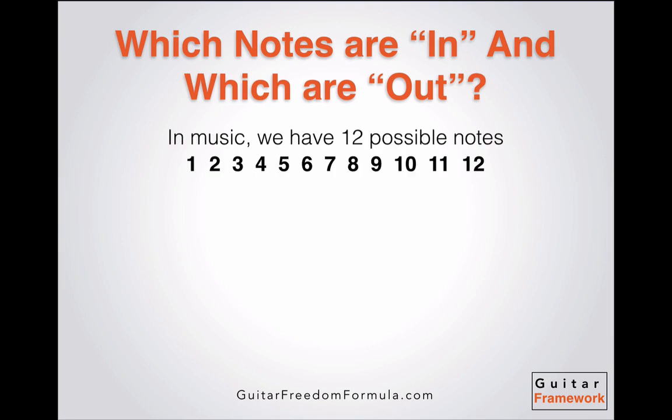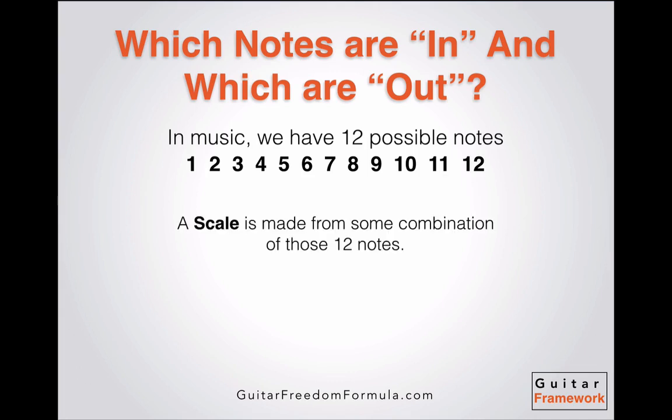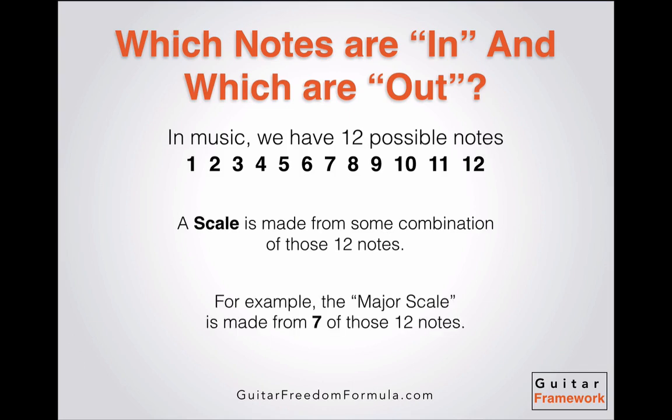Again, we have 12 possible notes that we could play in music. And you already know that a scale is made from some kind of combination of those 12 notes, right? So for example, we could play notes number 1, 2, and 3, and maybe 6 and 7, and that would make a scale. It's just any combination of these 12 notes. So again, for example, the major scale, which is what we're talking about, is actually made from 7 of these 12 different notes, okay? Just 7 of them.